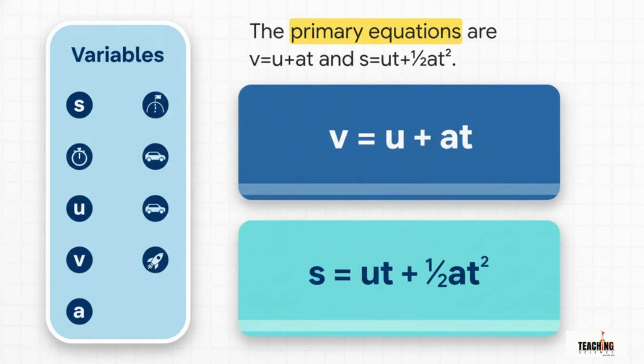We start off with 5 key variables: displacement s, time t, initial velocity u, final velocity v, and constant acceleration a. From these, we get our 2 fundamental primary equations. First, v equals u plus at. Second, s equals ut plus half at squared. These 2 master equations are literally the foundation for everything else.